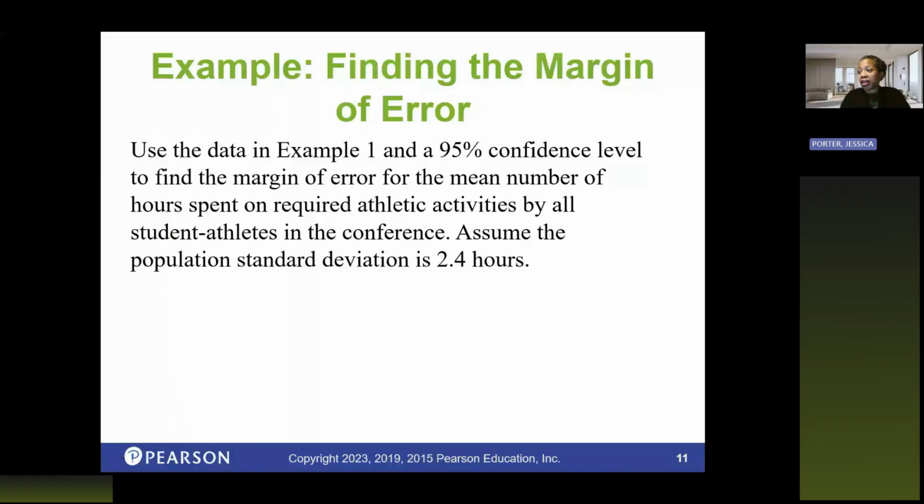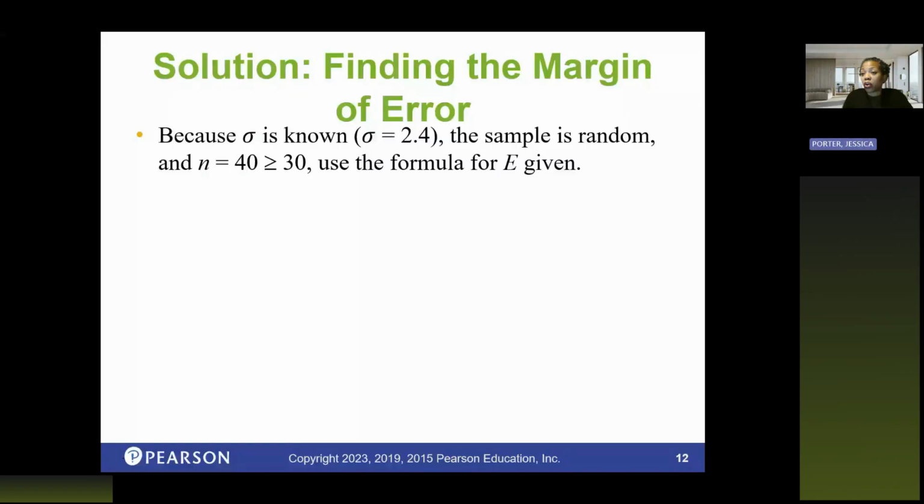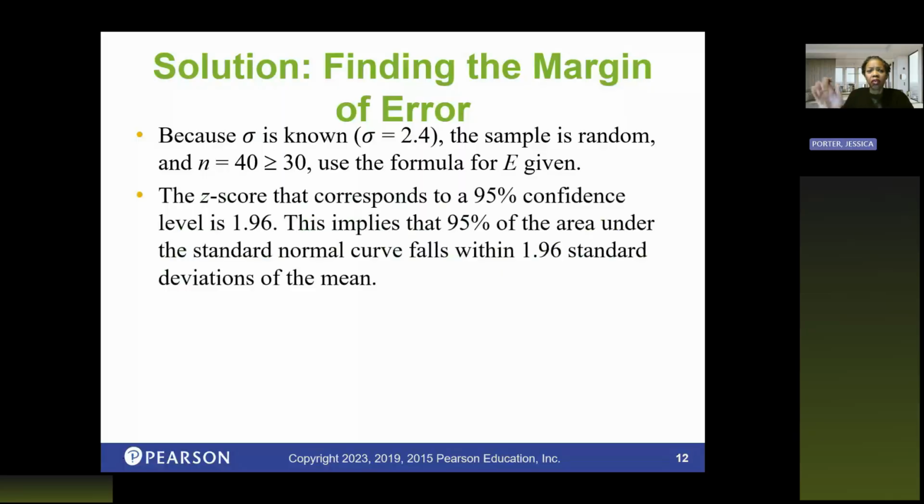So it says use the data from example 1, and that was the student athletes, remember, to find the margin of error for the mean number of hours spent on required athletic activities per week by all the athletes. So assume the population standard deviation is 2.4 hours. Okay. Now we're going to apply that formula to find the margin of error. Remember, we talked about the margin of error at the beginning.